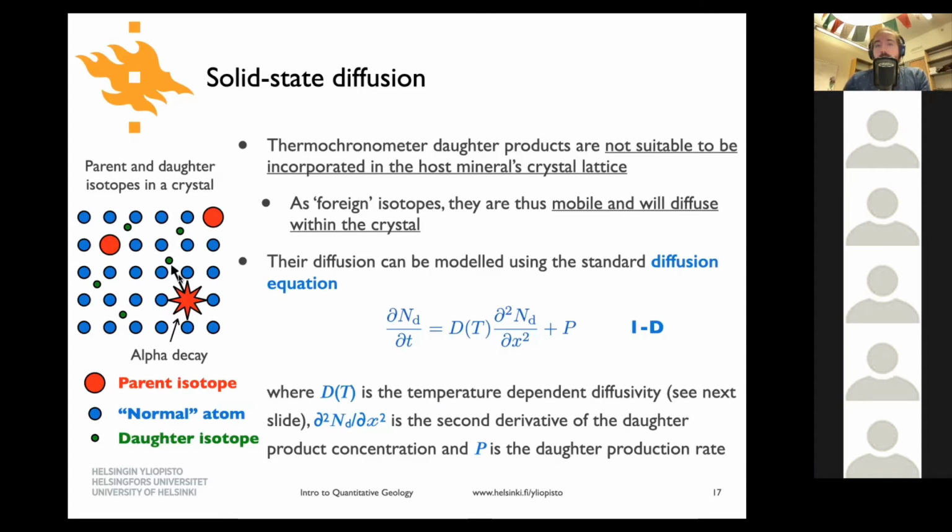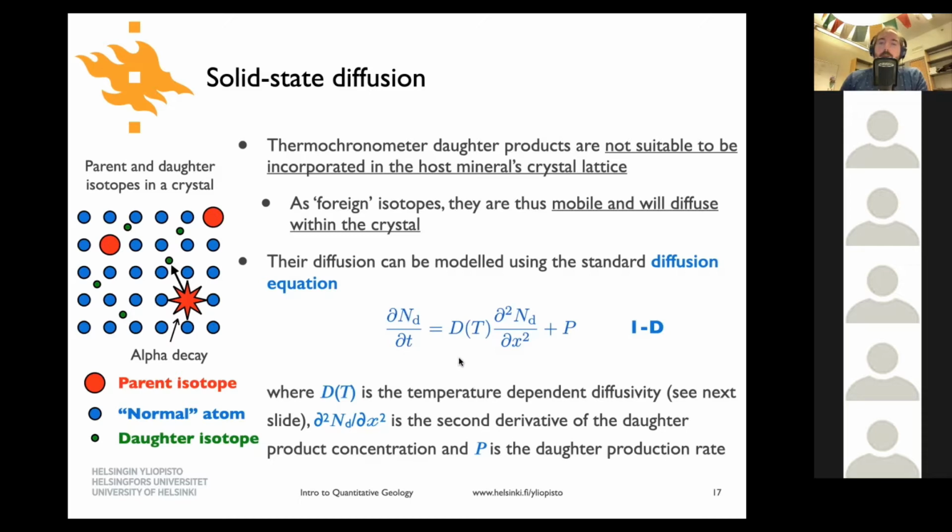Helium is an inert element. So when it's produced inside the crystal, it doesn't bond into the crystal lattice, but rather remains trapped between things in the crystal lattice. It's kind of like a foreign isotope, and it's mobile because it's not locked into the lattice. So it will diffuse and move around randomly to find its way out of a crystal. Thus, it's perfectly suitable to model the loss of a daughter isotope like helium from a crystal as a diffusion process.